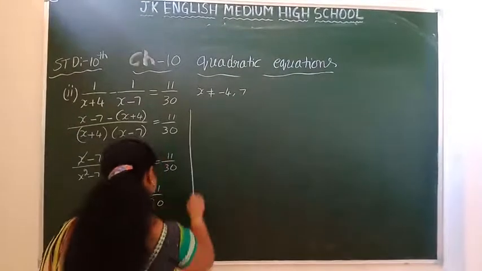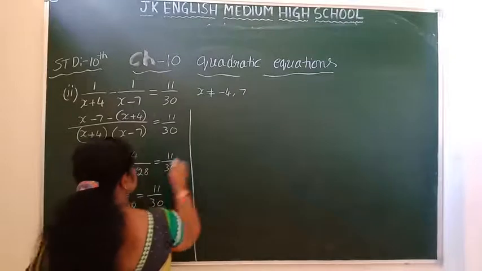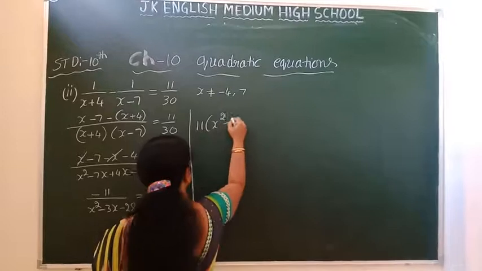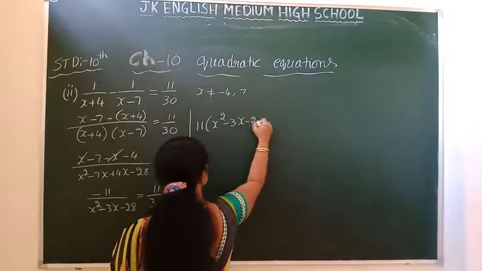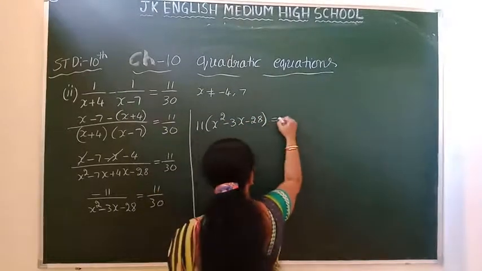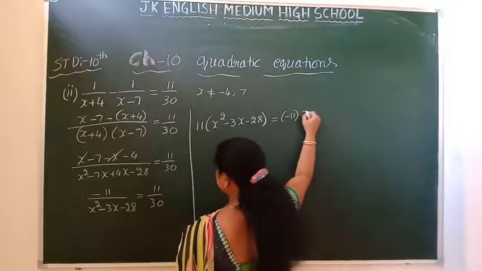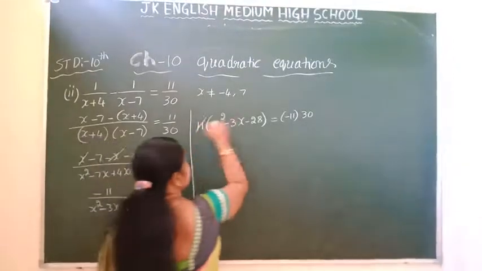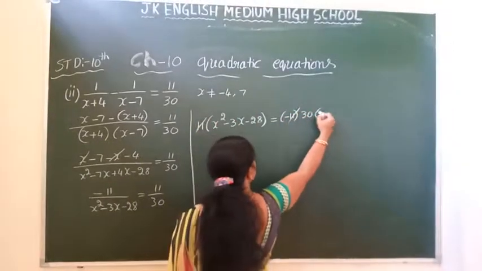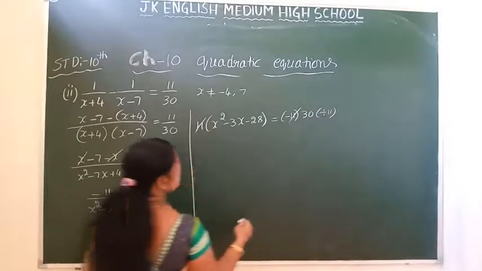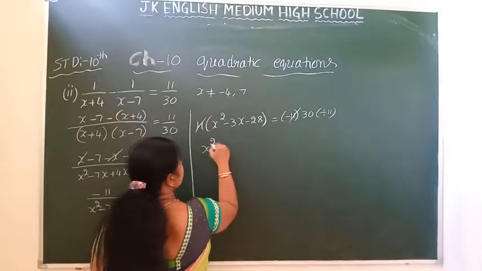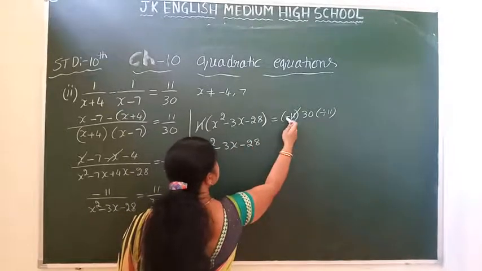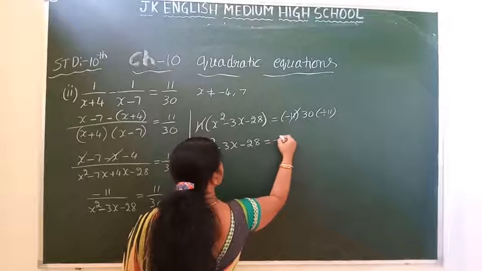So if I multiply these two, here 11 into x square minus 3x minus 28 is equal to minus 11 into 13. If I divide both sides by 11, the 11 will get cancelled, because 11 is there on both sides. So x square minus 3x minus 28 is equal to minus into plus, minus 30.